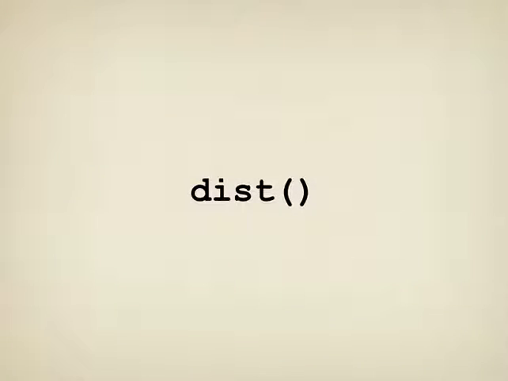When you start writing programs with the mouse, you'll find that you often want to find the distance between 2 points. That's exactly what dist does. Dist is short for distance, and it simply tells you the distance between 2 points.